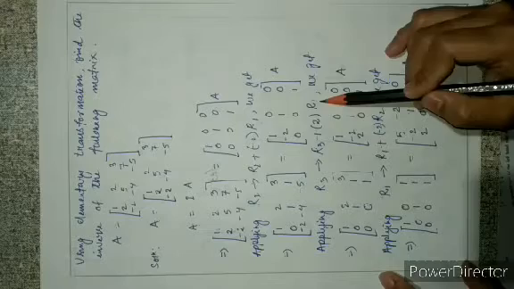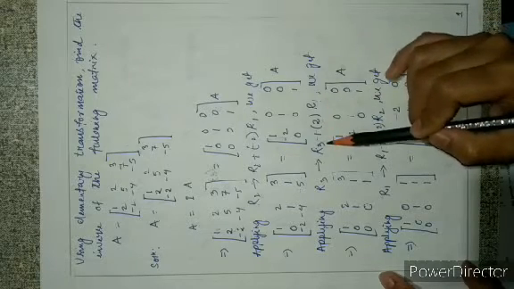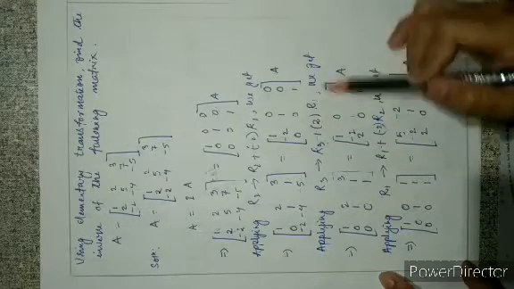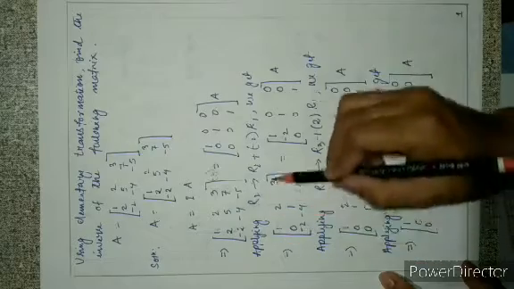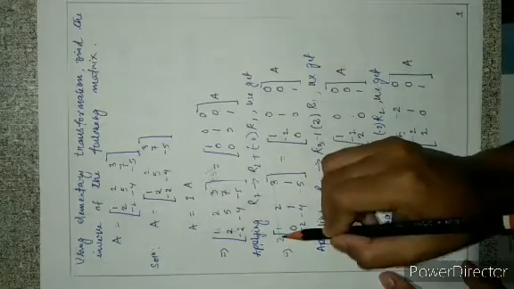All the elements of first row multiply by plus 2 and adding to the corresponding elements of third row we get. First, all these elements should be multiplied by plus 2.